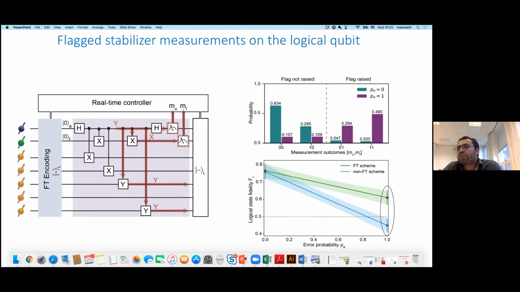Whereas for the non-fault-tolerant case, it already goes below 0.5. So it means that on average, the state is also flipped to the other side. So it's quite a fatal error in this case.